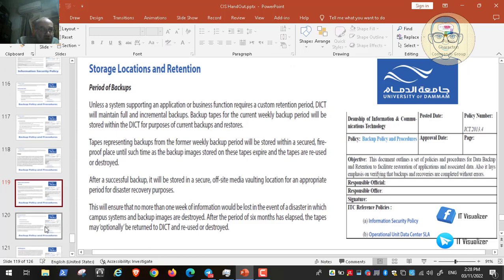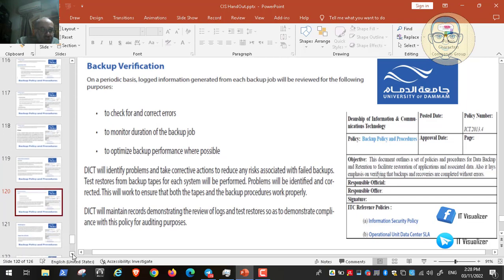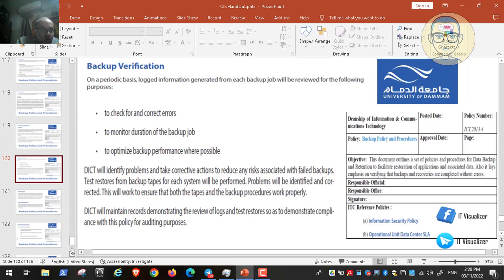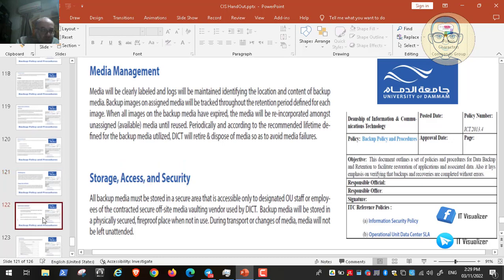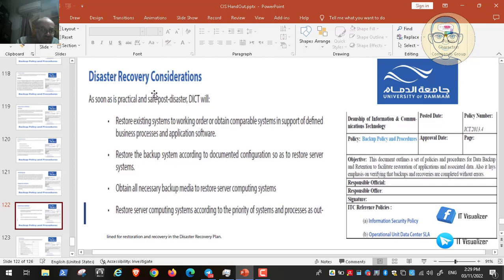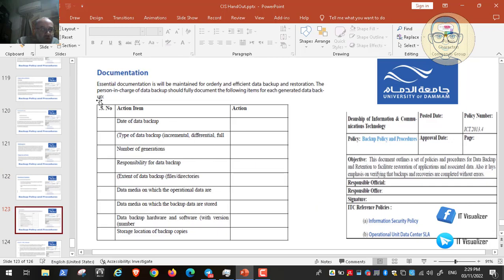And then we discussed the backup verification or restoration, and how frequently we should restore our backup and test it. And at the end we discussed the media management, and the storage, access and security of these backups. And finally, what to do if a disaster happens. These are all discussed, and at the end the documentation for the backup: which form we should fill when we back up.